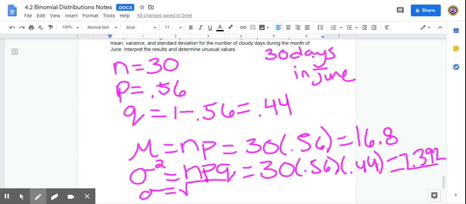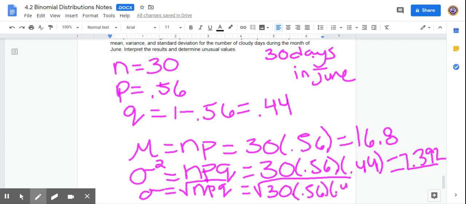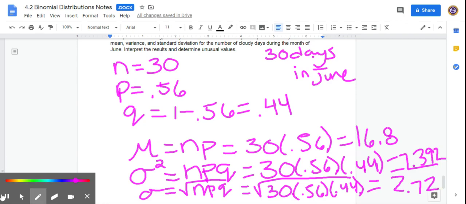And then our last one is this answer, but we're going to take the square root. So we're going to take the square root of 7.392, the square root of n times p times q. And when we do that, we get 2.72 if we round. And that is how you find the mean, variance, and standard deviation of a binomial distribution.